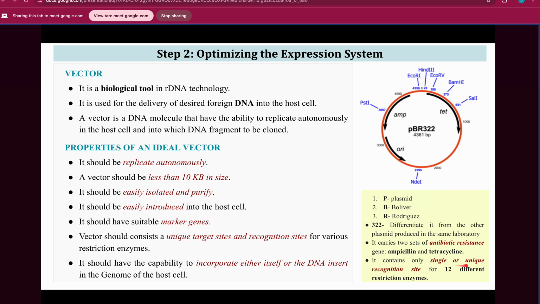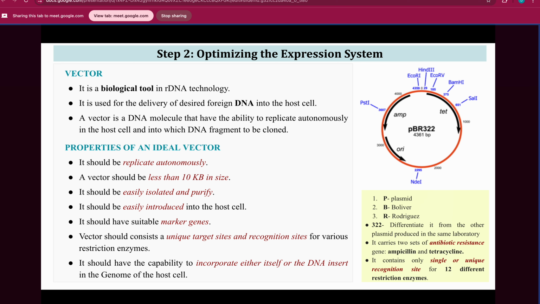Okay, so it contains only a single, unique recognition site for 12 different restriction enzymes. We have also discussed that an ideal vector should have different sites for different restriction enzymes. In this case, as we can see, there are multiple sites for 12 different restriction enzymes. That is why it is helpful: we can use such restriction enzymes and insert our gene of interest into it.